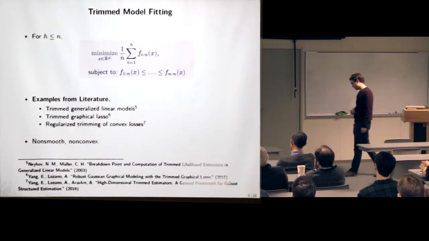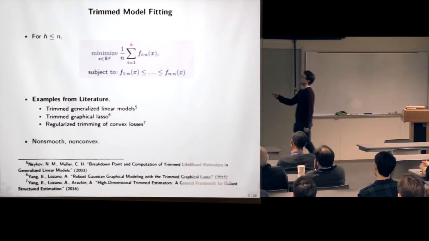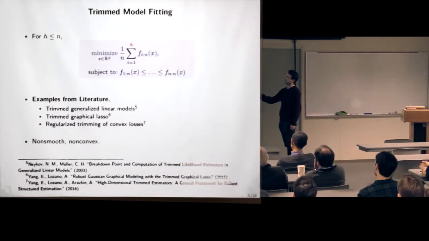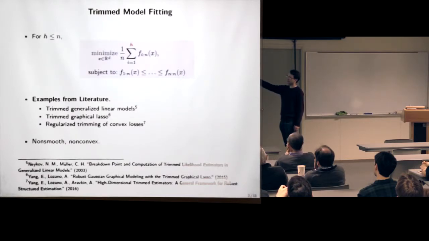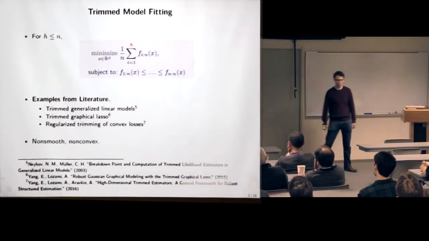But beyond the simple least squares problem, we can also consider a more complex model. Here I'm just going to consider, say, minimizing a smooth loss with the same order statistic constraint. So we take the current x, we make sure that all of the residuals are ordered from 1 to n in terms of their size, and then we sum up the minimal h. That's the problem we're going to tackle today.